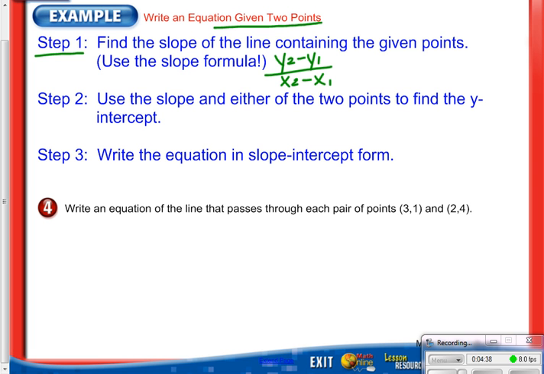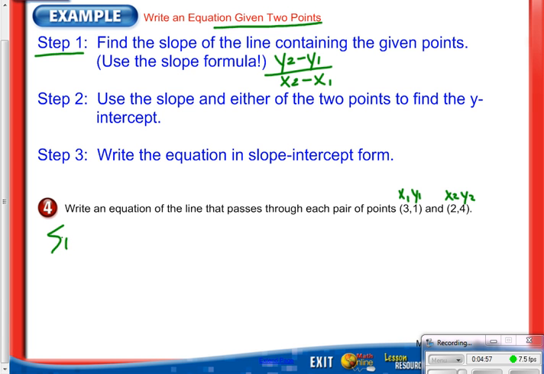And then steps 2 and 3 are just the same process that you had in the previous 3 examples when you were given the slope. So the first one says write an equation of a line that passes through each pair of points, (3, 1) and (2, 4). Put those labels above the points. There's x1, y1, x2, y2.